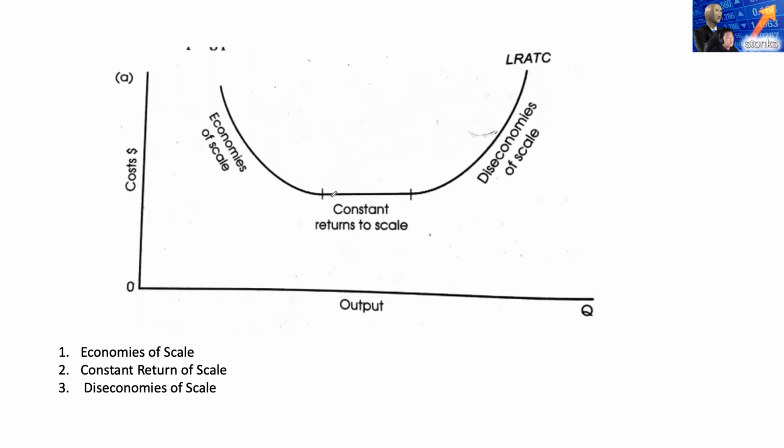So what I just drew is the LRATC, which stands for the long run average total cost. When the long run average total cost is decreasing, that portion is called economies of scale. And when it's flat, it's called constant returns to scale. And then when we go up again, that's the diseconomies of scale.